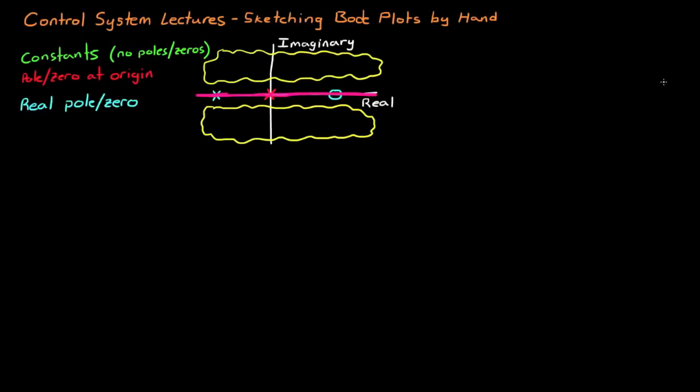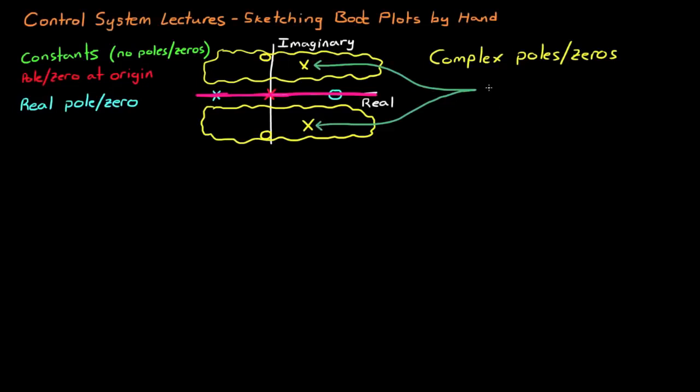In this lecture, I'll explain how to draw an approximation of the Bode plot by hand for a function with a pair of complex poles or zeros. And by pair, I mean two poles or zeros that are symmetric about the real line. In other words, the imaginary components have equal magnitude but opposite signs.